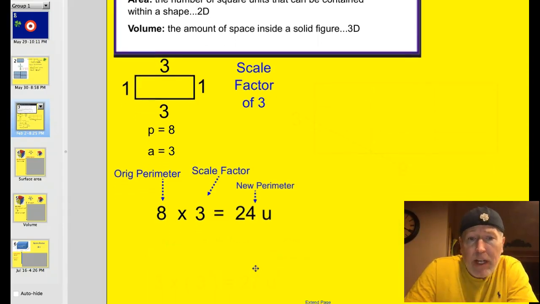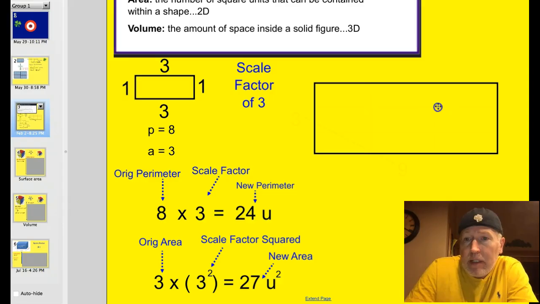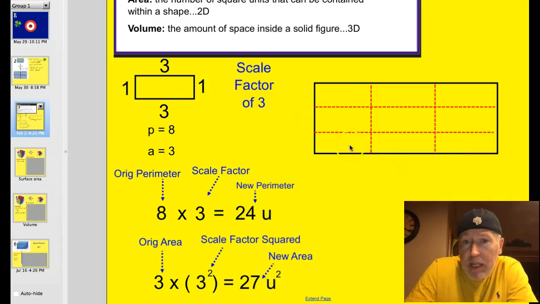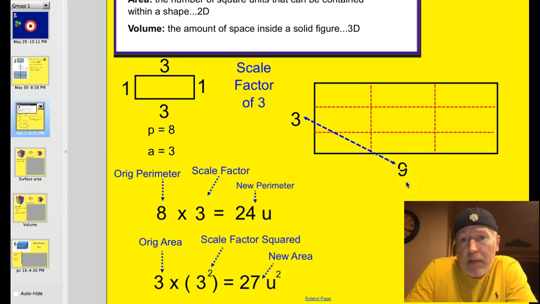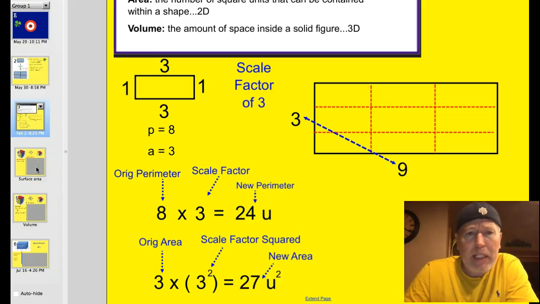We can use the scale factor for the area too. Pop it in. The original area was 3. We take it times the scale factor squared. Remember, area is two-dimensional, so the scale factor squared. So we have 3 times 3 squared, or 3 times 9, is 27 units squared. And that makes sense. We would increase the width by 3 and the height by 3. And our area would be 3 times 9, or 27 units squared, when we were done. Kind of cool. We can figure it out mathematically without drawing it.